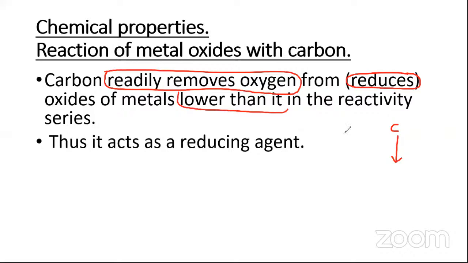Excuse me, Mr. What is a reducing agent? Okay. A reducing agent, we can define it as, according to what we have here, that substance that readily removes oxygen from compounds. So we can even use this statement: a reducing agent is that substance that removes oxygen from other compounds.